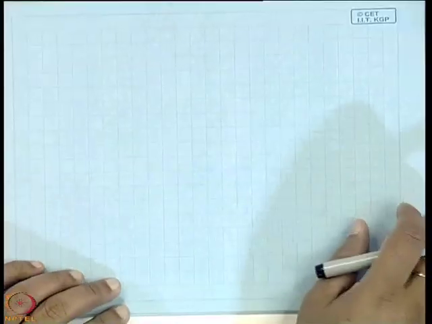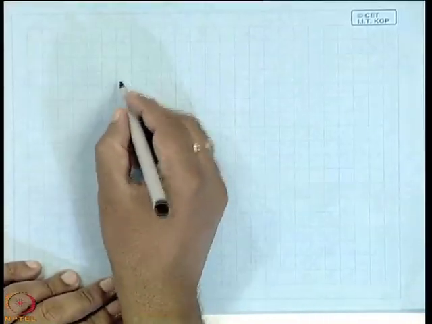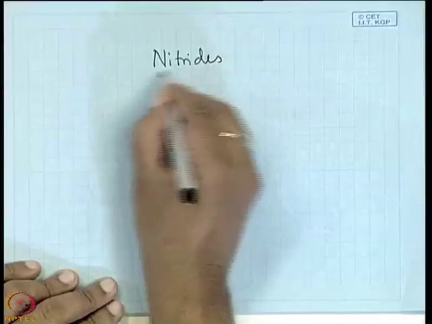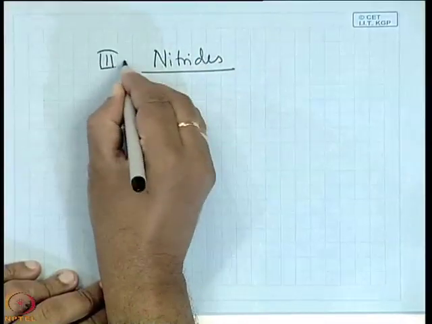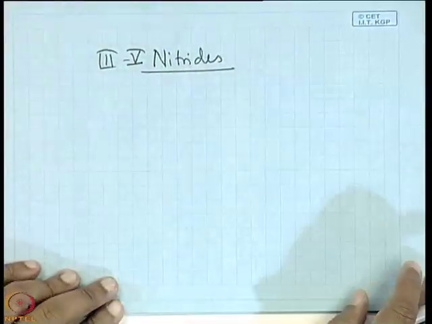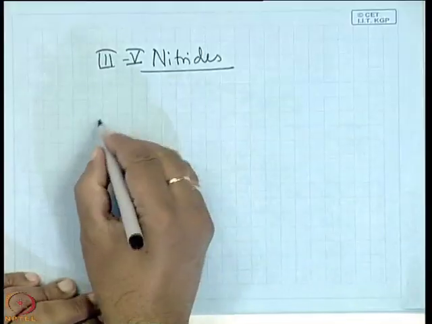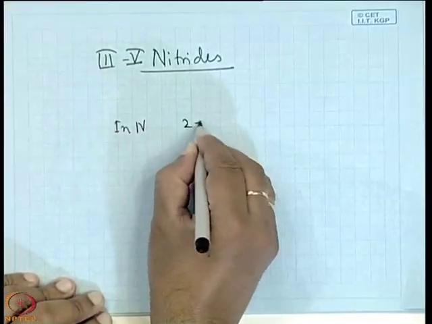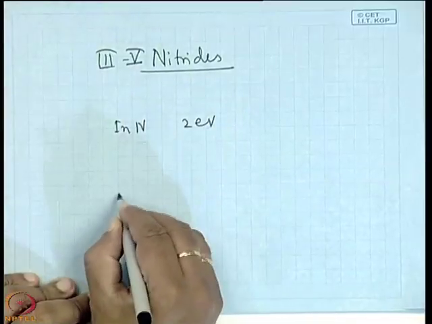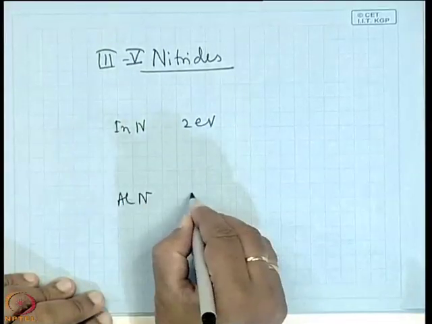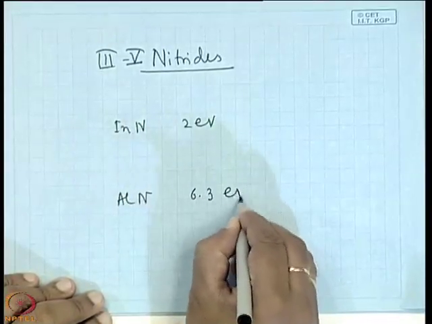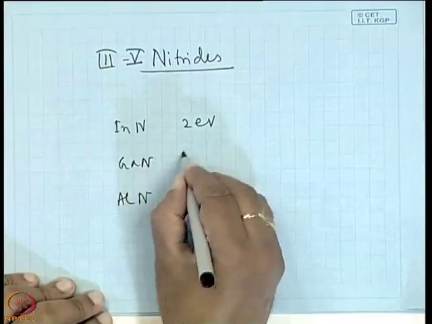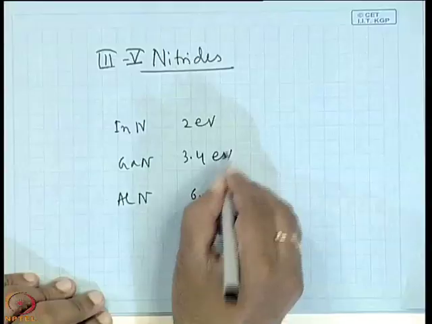Now, if I talk about 3-5 nitrides, you see that indium nitride is 2 electron volt, aluminium nitride is 6.3 electron volt, and gallium nitride is 3.4 electron volt.